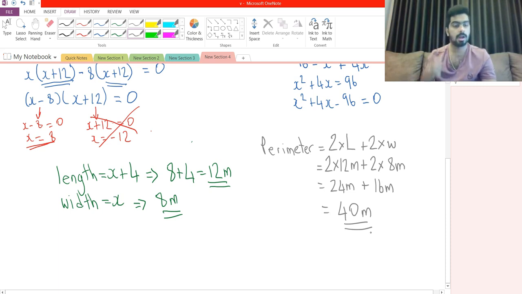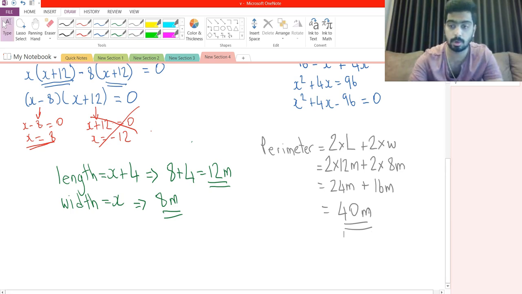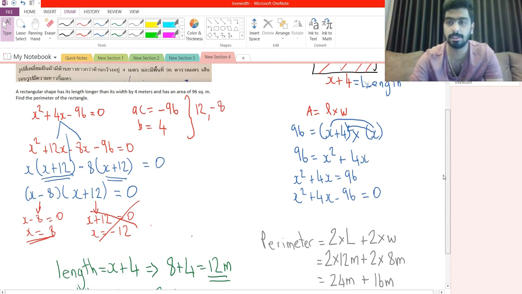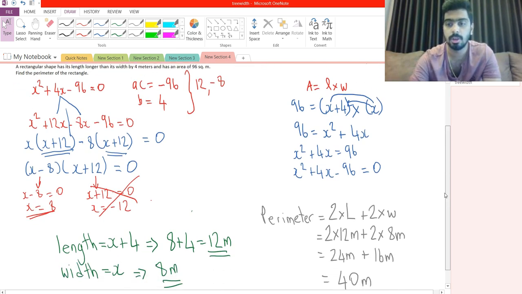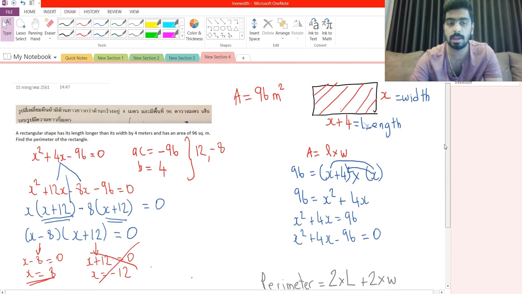Alright guys, it might have been a confusing one, but in this question we covered a lot of topics. So what and all did we cover? We covered a little bit of algebra, a little bit of linear equations. We covered a little bit of solving linear equations in one variable, and also area and perimeter of 2D shapes.